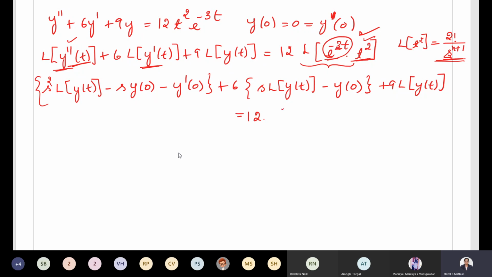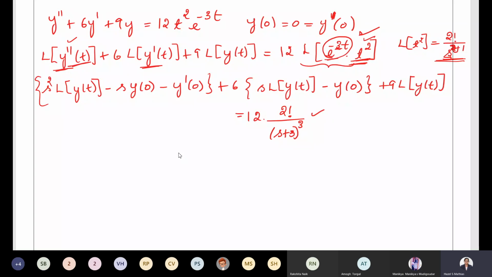So what will we get over here? It is 2 factorial divided by s plus 3 power 2 plus 1. Here it is t square, meaning it is 2 plus 1, which is nothing but 3. So this is the Laplace transform of the function on the right hand side. Is it clear, everybody? Yes, ma'am.